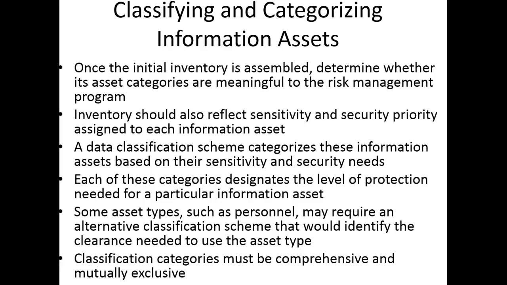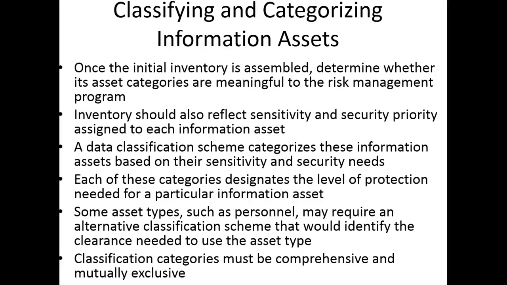So maybe they can create new categories if that category doesn't describe it. Maybe, for instance, if the category Internet Components is too general, it can be divided into subcategories of server, networking devices such as routers, hubs, and switches, and firewalls and proxies. The inventory should also reflect the sensitivity and security priority assigned to each information asset.